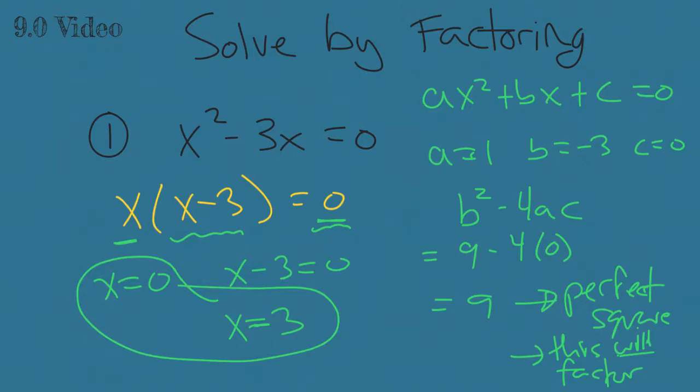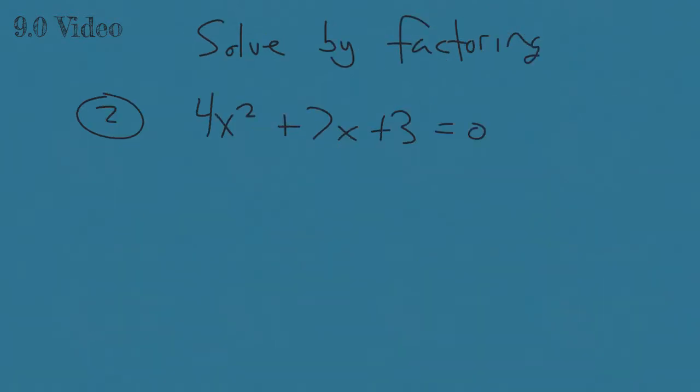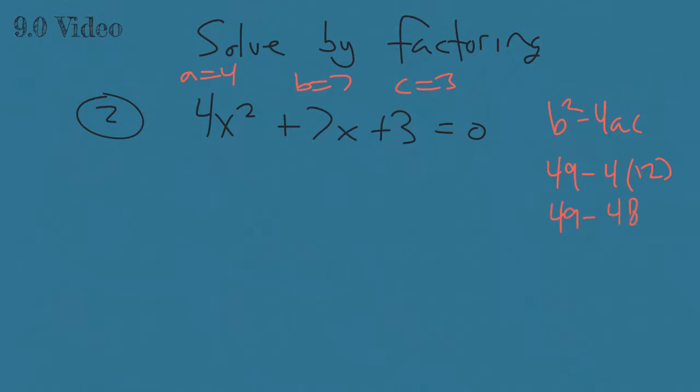All right, let's try another. This one is 4x squared plus 7x plus 3 equals 0. Once again, I wanted to start by doing a quick check of the discriminant. b squared minus 4ac. a equals 4, b equals 7, and c equals 3. So b squared is 7 squared, which is 49, minus 4 times ac would be 12. 4 times 3 is 12. 49 minus 48 equals 1, which is a perfect square.